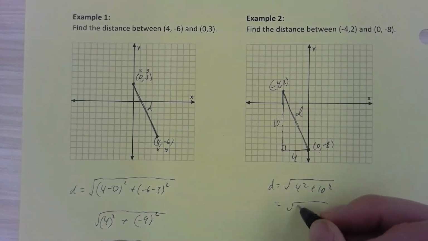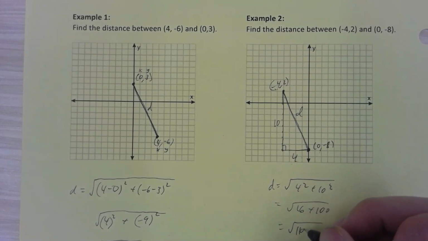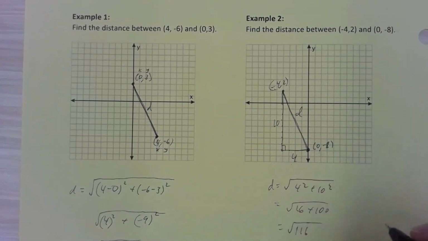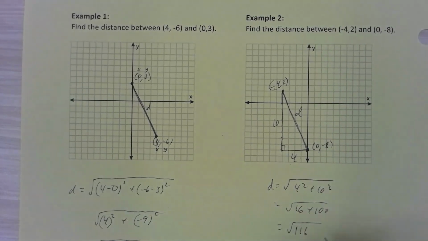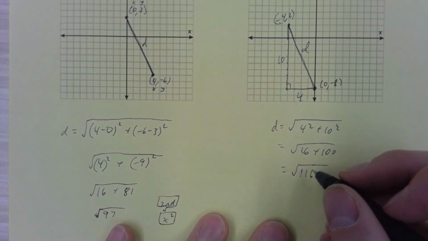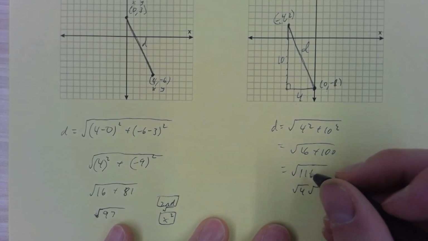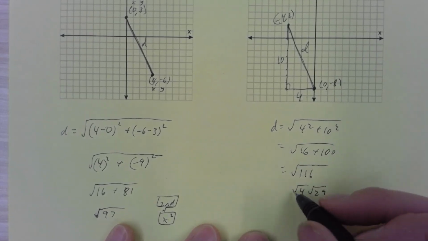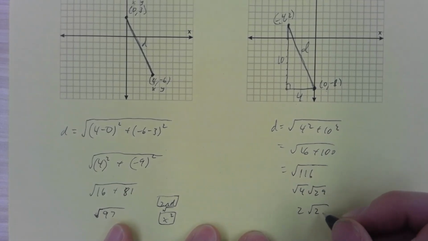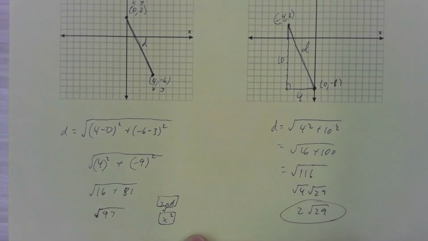So 4 squared is 16, 10 squared is 100, and I get the square root of 116. This can simplify further. 4 is a perfect square factor that goes into 116, so we could rewrite this as the square root of 4 times the square root of 29, since 116 divided by 4 is 29. And then the square root of 4 is 2. 29 does not have any perfect square factors, nor is it a perfect square itself, so the square root of 29 stays, and that would be our simplified radical: 2 times the square root of 29.